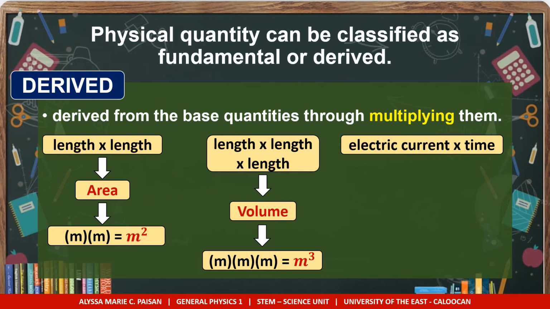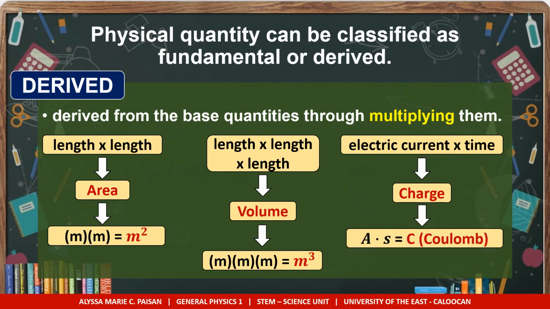Electric current and time are fundamental quantities. When you multiply electric current with time, the result is a derived quantity called charge. The unit of charge is the product of the unit of electric current and time. That is ampere times second or ampere second. Sometimes, scientists rename units of derived quantities just like the unit of charge. Instead of saying ampere second, the unit of charge is renamed as coulomb, denoted by the uppercase letter C.